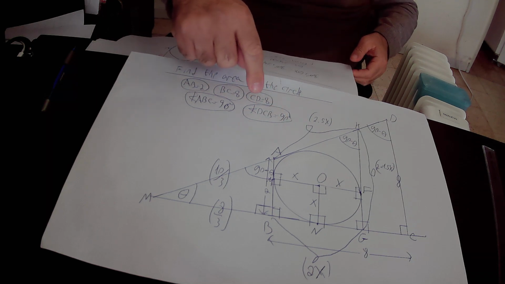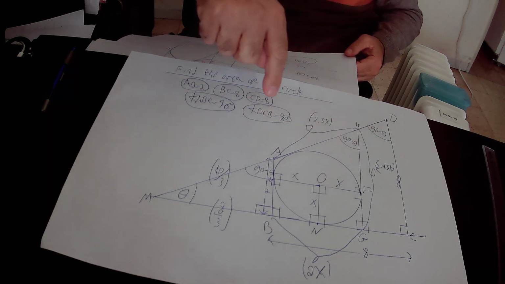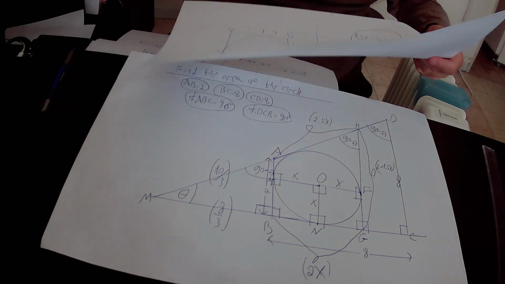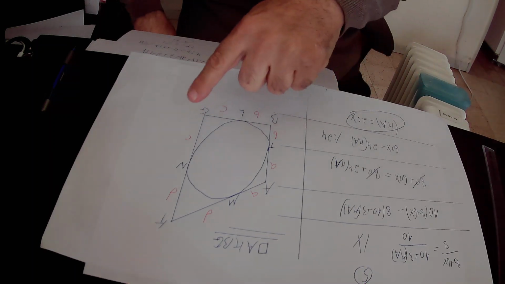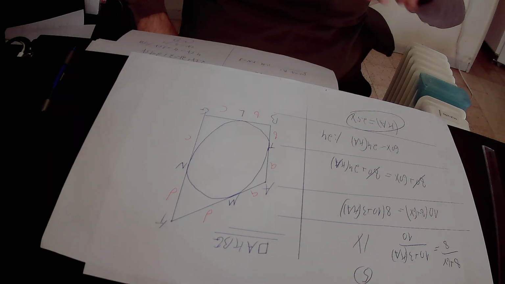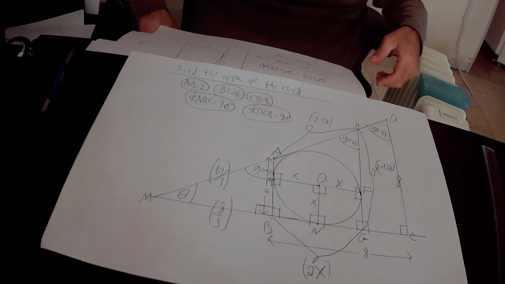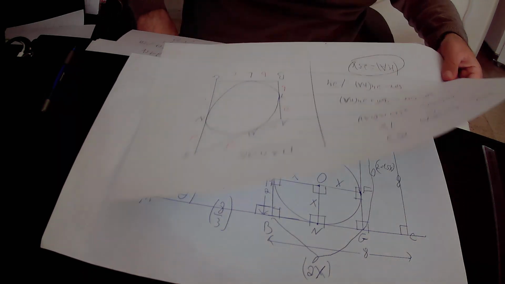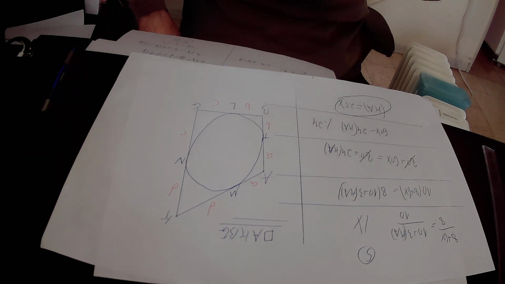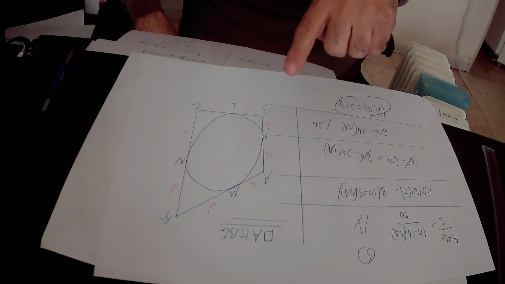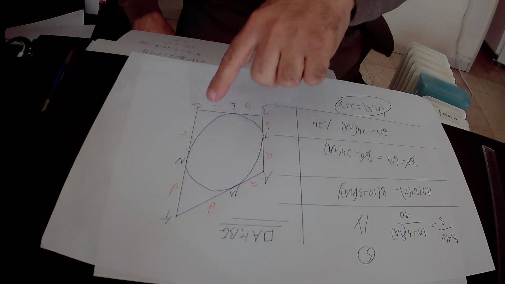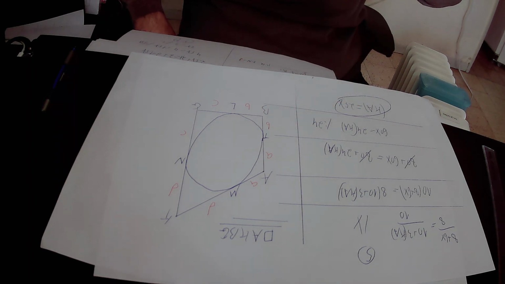Then I copied quadrilateral ABKG here on a new page. This is the quadrilateral that I copied. Inside this quadrilateral, we have a circle, so I copied this circle too. The circle and the quadrilateral have 4 touching points. They are tangent to each other at 4 points: M, N, L, and T.